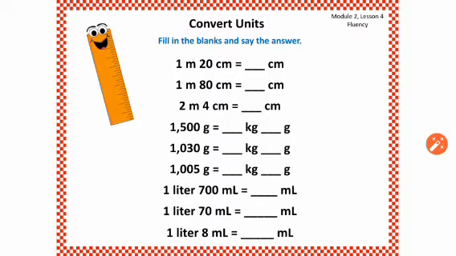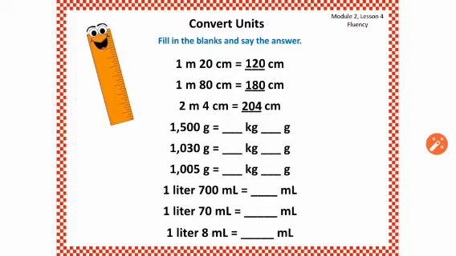1 meter 20 centimeter is equal to, good, 120 centimeter. 1 meter 80 centimeter is equal to 180 centimeter. 2 meter 4 centimeter is equal to what? Say it again. Yes. 2 meter is 200 plus 4. We give you what? Correct. 204 centimeter.